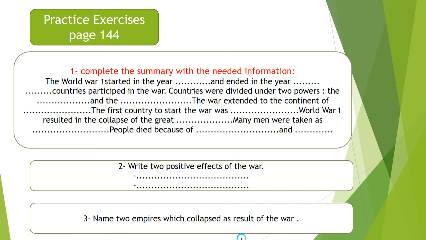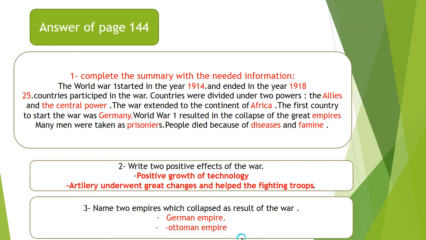Yes. Thank you so much. Excellent. So complete the summary here. The First World War started in 1914 and ended in 1918. 25 countries participated in the war. The countries were divided into two powers, the Allies and the Central Powers. The war extended into Africa, and the first country to start it was Germany. Many people were taken prisoner, and people died because of disease and famine.